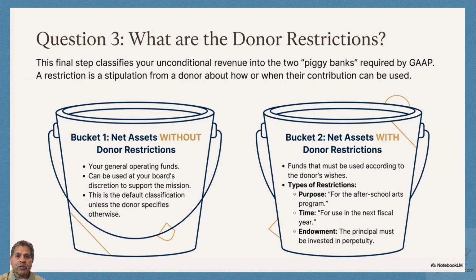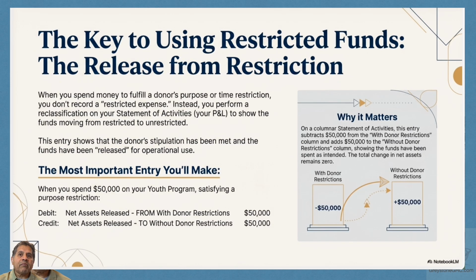We know it's a contribution and we've recognized the revenue. Now, which piggy bank does it go into? GAAP mandates 2 classes of net assets. One, without donor restrictions. This is your operating fund. And 2, with donor restrictions. These funds are tied up by purpose, for example the youth program, or time, for 2025. Tag the revenue to the correct bucket immediately.